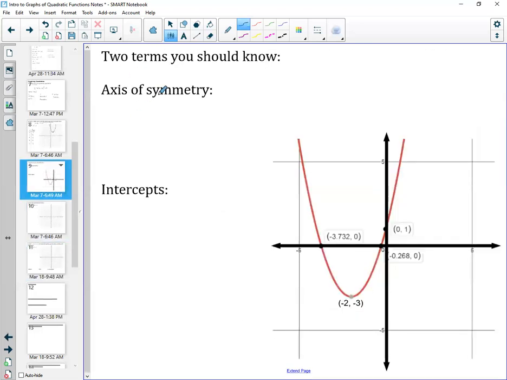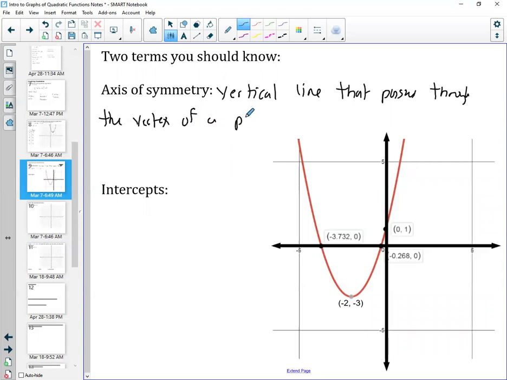So two terms you should know: the axis of symmetry. The axis of symmetry is this: a vertical line that goes through the vertex, basically. This is a vertical line that passes through the vertex of a parabola.